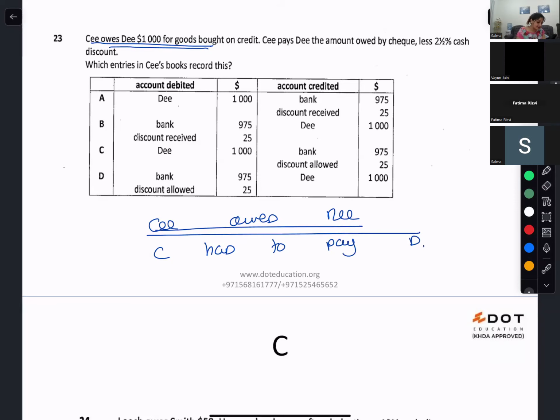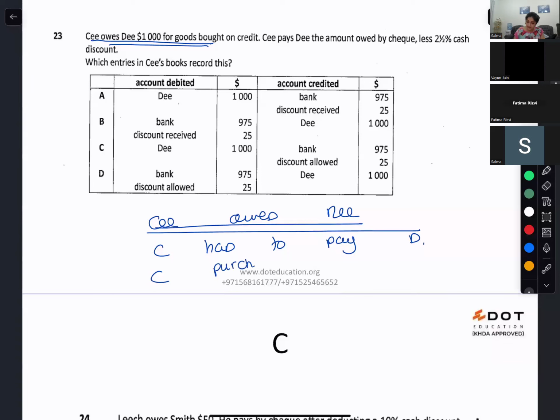Why will he have to pay D? Because he's bought goods, but he hasn't paid yet. So C has purchased from D. And then C pays D the amount owed by check less 2.5% cash discount. So C paid D the money he owes by check, and he paid 2.5% less. So how much did he pay?